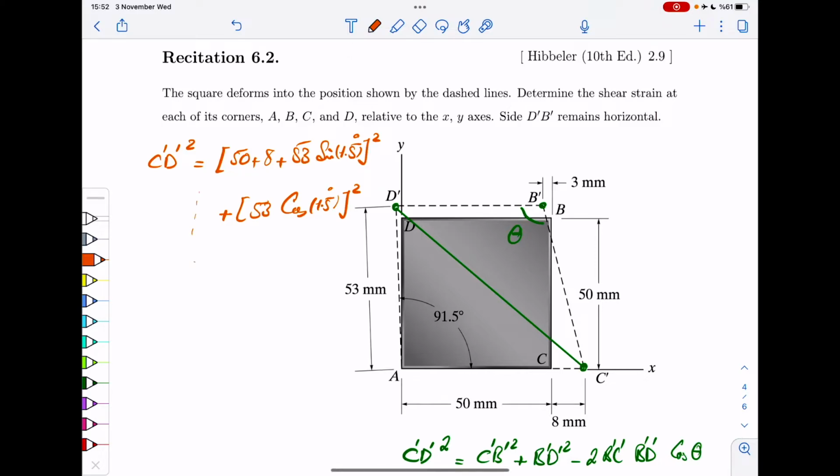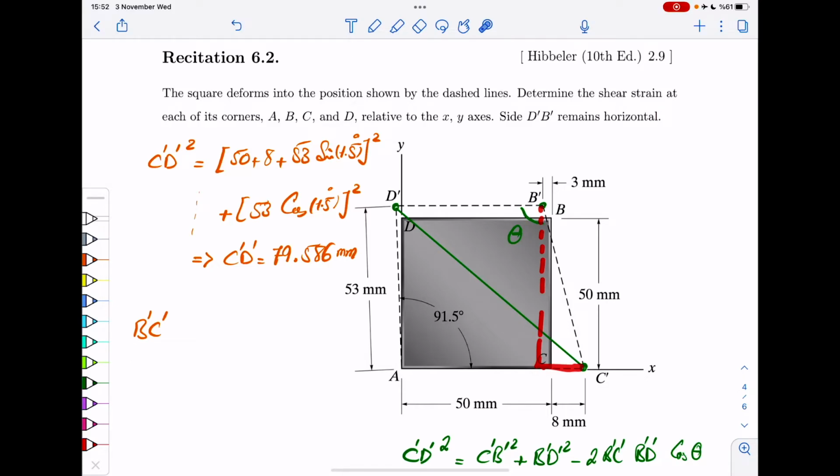It's just a simple calculation, and from that you can get C prime D prime to be 79.586 millimeters. That's C prime D prime. Then we do B prime C prime. So B prime C prime is this one. And then again, it's a very similar thing. So you need now to look into this triangle.